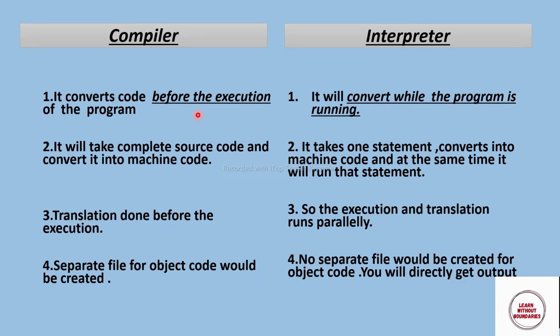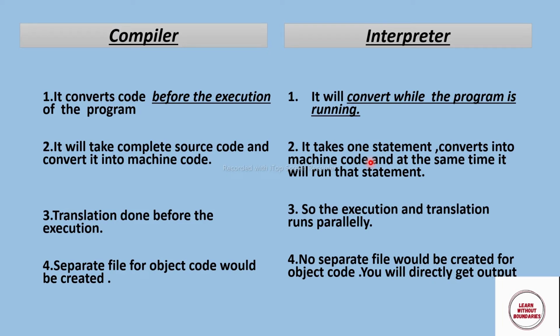So the compiler converts the code before the execution of the program, and the interpreter converts the code while the program is running. In the compiler, it will translate the code and then it will run the program. But in the interpreter, it will translate the code while the program is running. And the compiler will take the complete source code and convert it into machine code. However many statements there are, it will take the whole program, every statement at one time, and convert that source code into machine code.